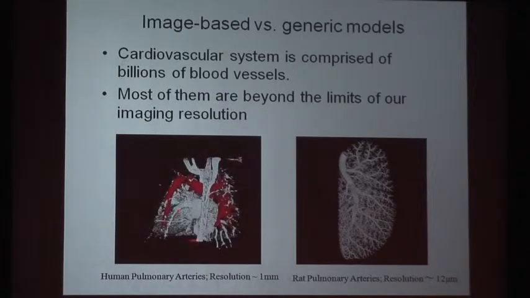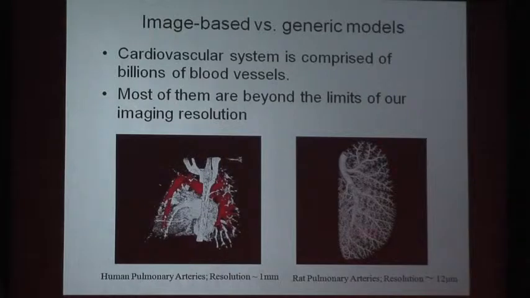So this is the issue of image-based versus generic models. This is about the level of resolution at which we can see somebody's pulmonary arteries, and this was the child that I told you about with an obstruction in the left pulmonary artery. But the problem is what we don't see is most of the circulation. Most of the circulation, all these beautiful branching patterns and the high resistance vessels, are downstream. They're beyond the limits of image resolution, so we have to have a model for that.